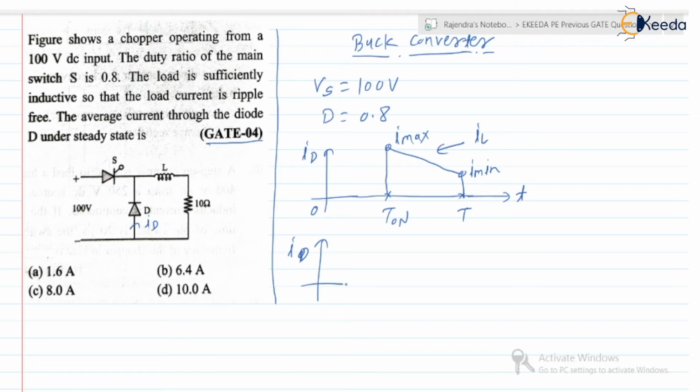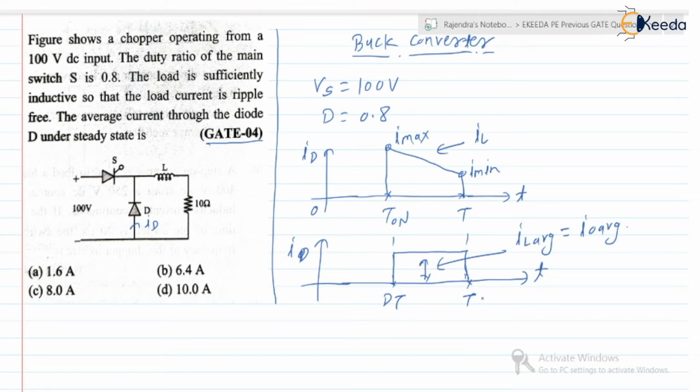Further, we have redrawn this as equivalent to the average value of the inductor current. We already discussed this in the video sessions. What about this magnitude? This magnitude is IL average, which is equal to I0 average. This is T on, that is dT, and this is the total time T.